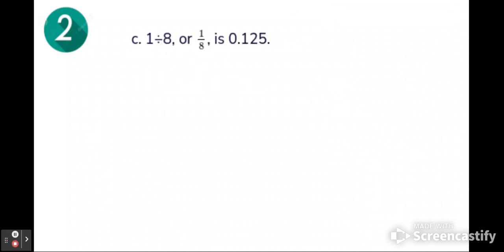Your turn. Prove that 1 divided by 8, or 1/8, is 0.125. Let's set it up.